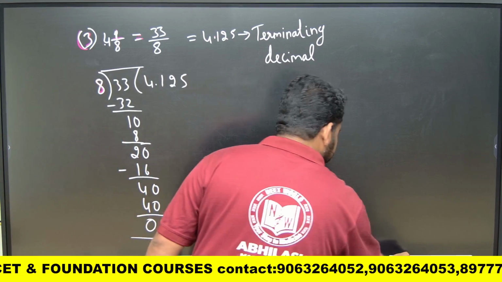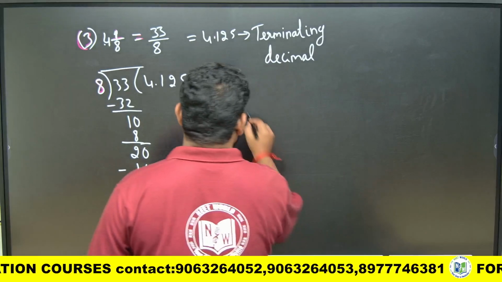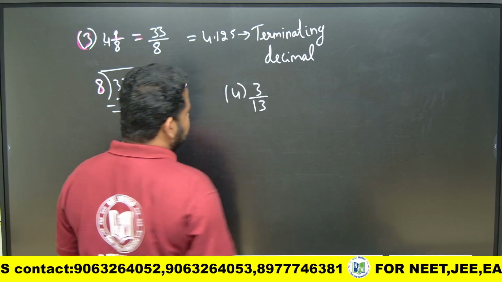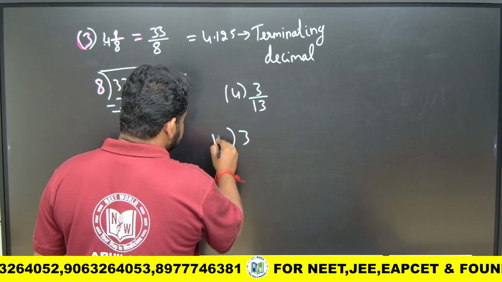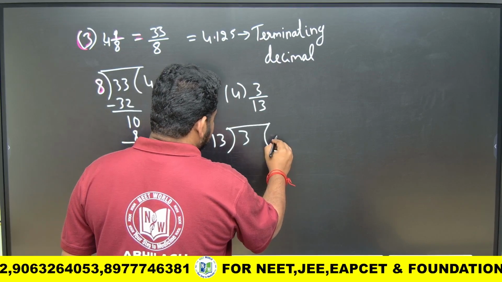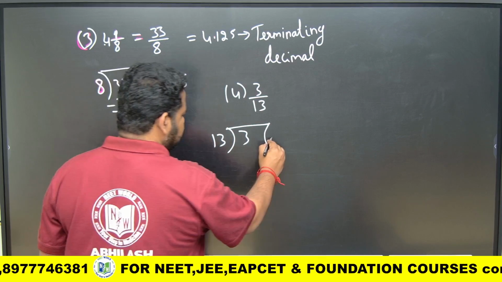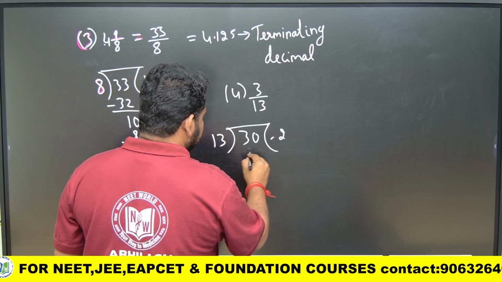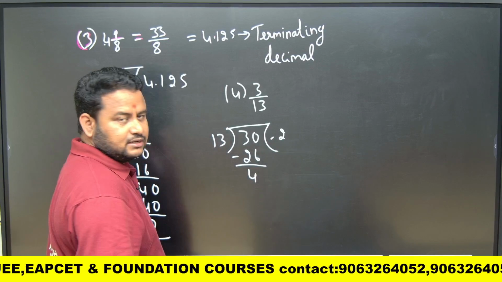Fourth question, 3 by 13. I have to divide 3 by 13. So 3 is the dividend, the divisor is 13. 3 is less than 13, so I have to put a dot. Let me take 0. So 13 2s are 26. What is the remainder I have? I have 4. Let me take 0.